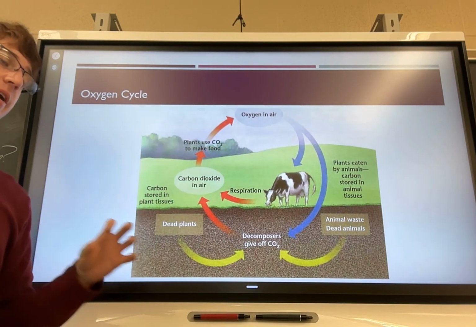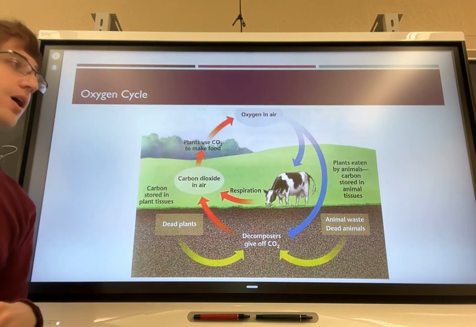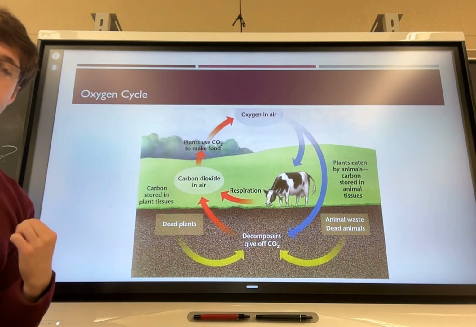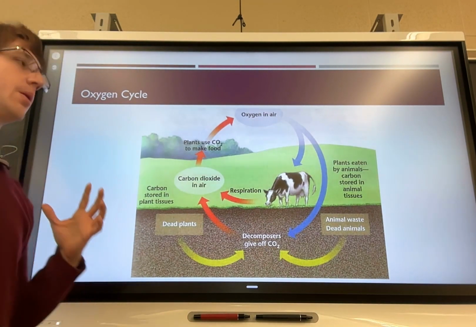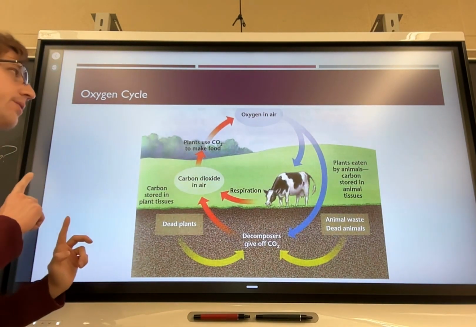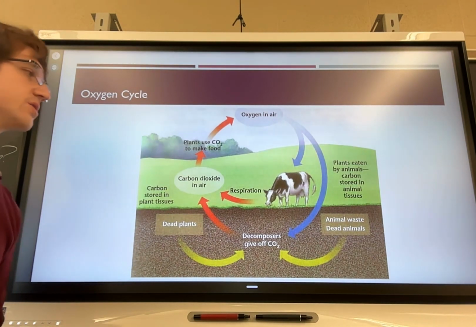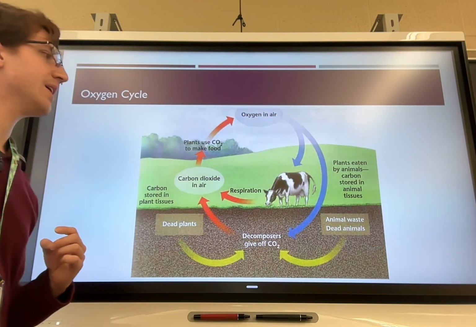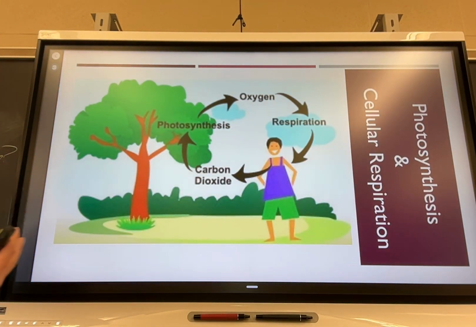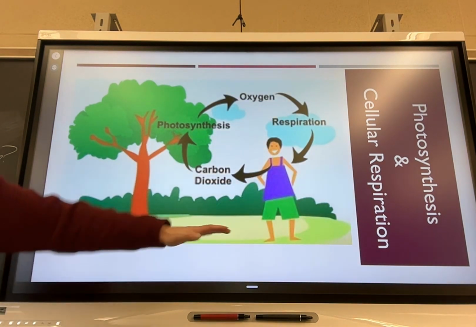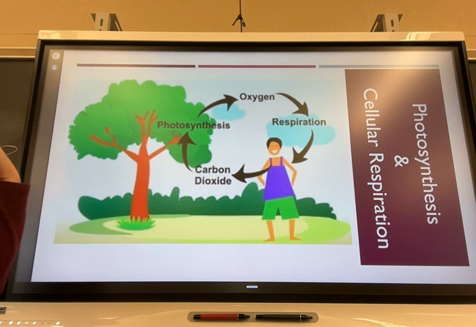Plants absorb that carbon dioxide to make new oxygen. So take a moment. What's one common theme you notice between the carbon cycle and the oxygen cycle? So this common theme is the movement of oxygen and carbon dioxide through cellular respiration and photosynthesis, something we've talked about already. So oxygen and carbon dioxide cycle through the environment through organisms.